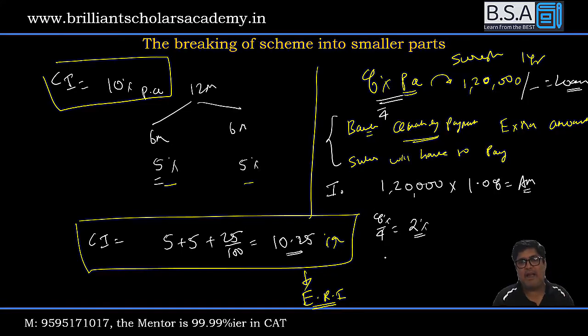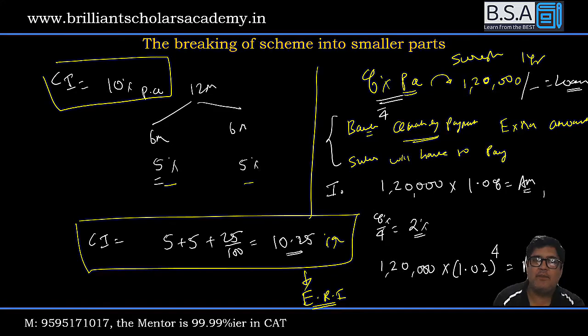So please be careful. What you're supposed to multiply is 1,20,000 multiplied by a 2% increase, 4 times. A year has 4 quarters, so there are 4 cycles. The power is 4. This is the amount. You subtract both and your answer is ready.